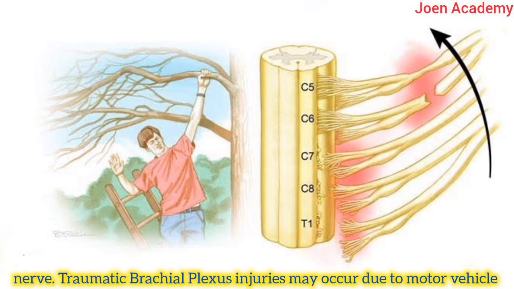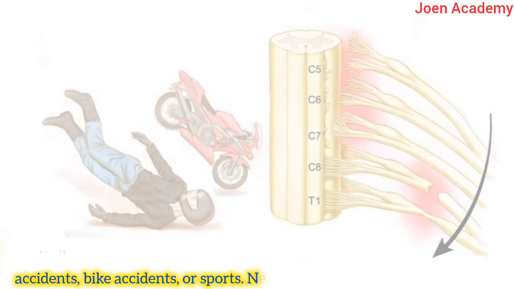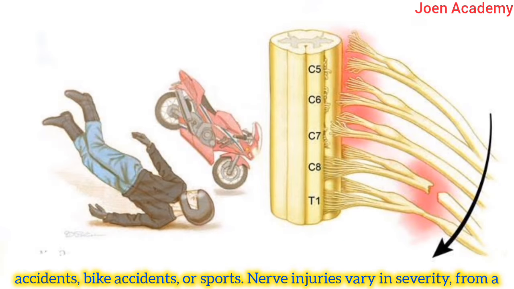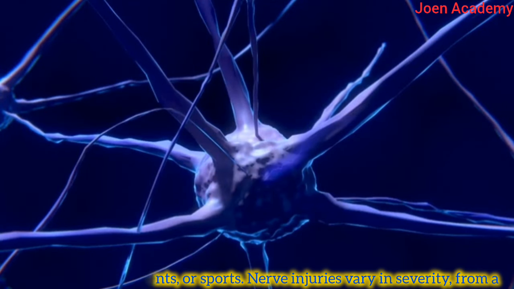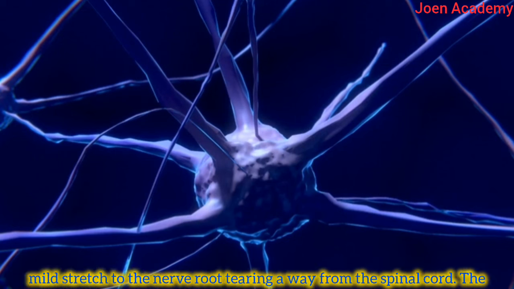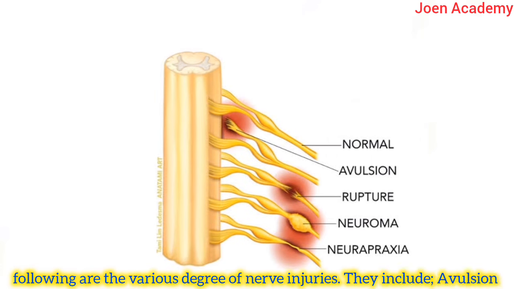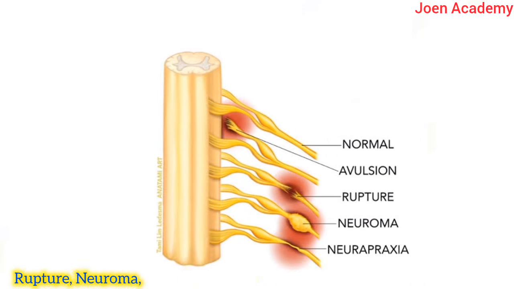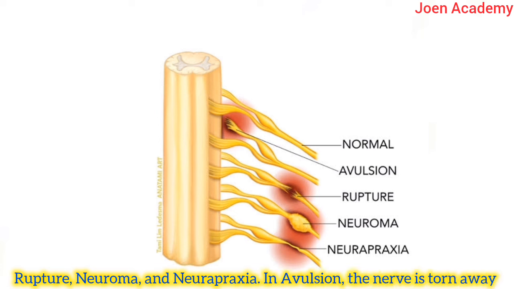Traumatic brachial plexus injuries may occur due to motor vehicle accidents, bike accidents, or sports. Nerve injuries vary in severity from a mild stretch to the nerve root tearing away from the spinal cord. The following are the various degrees of nerve injuries. They include avulsion, rupture, neuroma, and neuralgia.